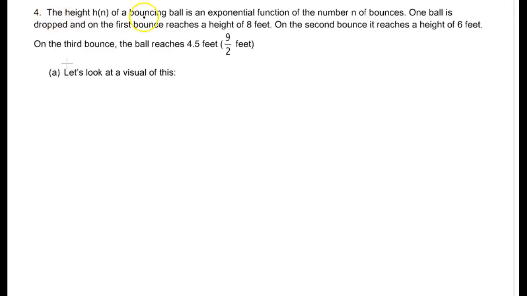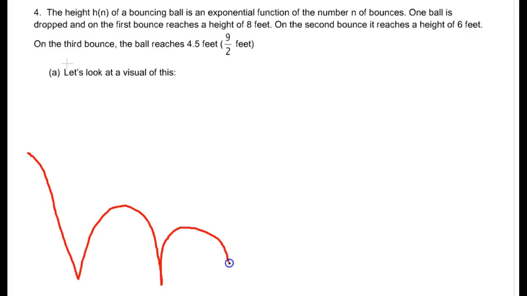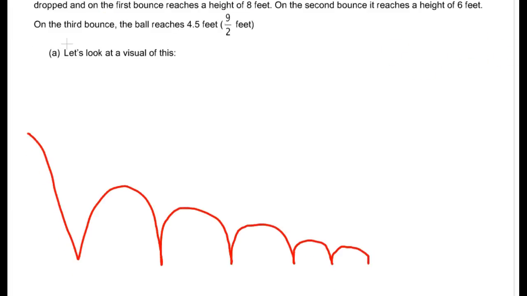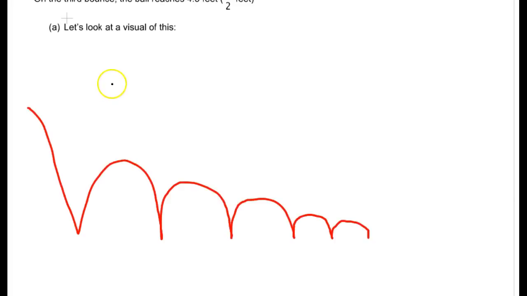All right, so the height of a bouncing ball. One ball is dropped, and the first bounce reaches 8 feet. So we're going to drop some ball. It's going to bounce, and each successive bounce is smaller than the one before it. We'll call them down here bounce 1, bounce 2, 3, 4, 5.